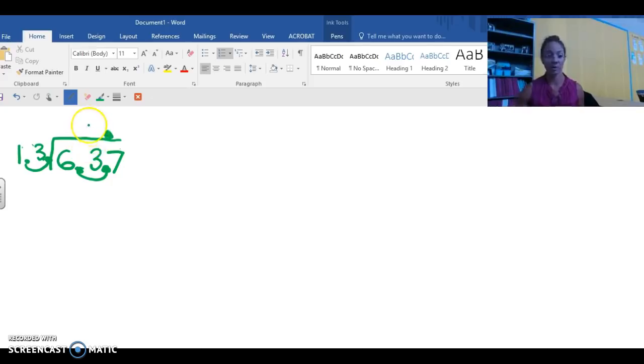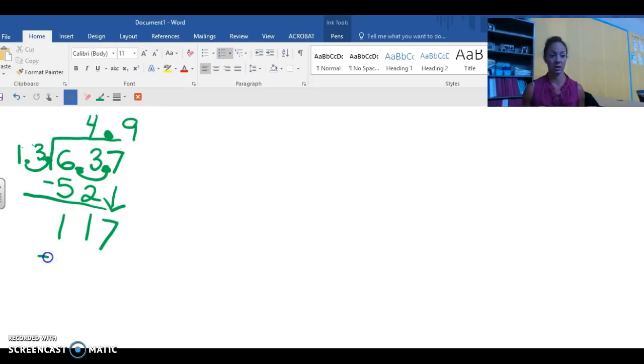So, let's see here. 13 can go into 63 4 times, so 63 minus 52 gets us 3 minus 2 is 1, 6 minus 5 is 1. Bring down the 7. How many times does 13 go into 117? Well, it goes in there 9 times. 13 times 9 is 117. So we wind up with 0. Simple as that.